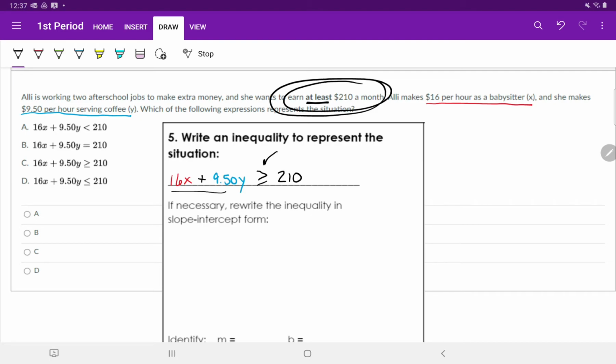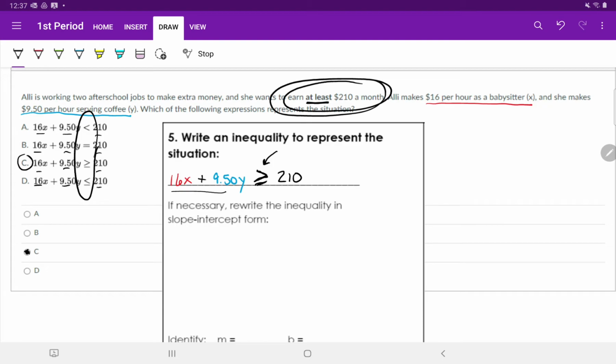So it's really this symbol that you're being tested over, because notice all of these answers are the same as far as the numbers. It's really just the inequality symbols that we're choosing between. So we've chosen a greater than or equal to symbol to represent the phrase at least. So that would be C.